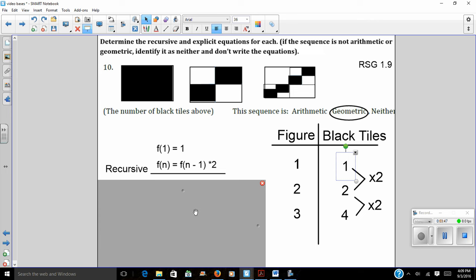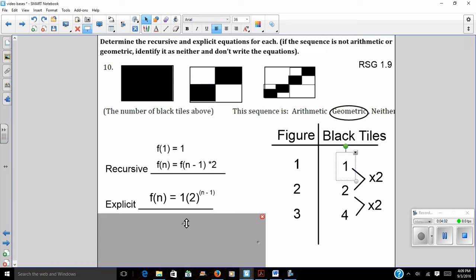The recursive function is helpful if you have a table already set up and you're just looking for the next figure in a table, but very often if we are looking for, say, how many tiles there are in the 15th figure, we would have to go to the explicit formula. And the explicit formula states that for any possible figure, let's say we're looking for that 15th figure, for example, we would use this equation. And the way that this is set up, we have f of 1 right here, so our first term is right here, and then we are repeatedly taking that number and multiplying it by 2.